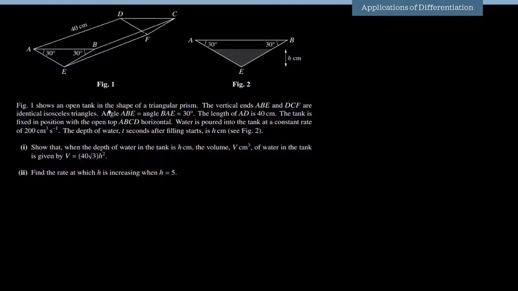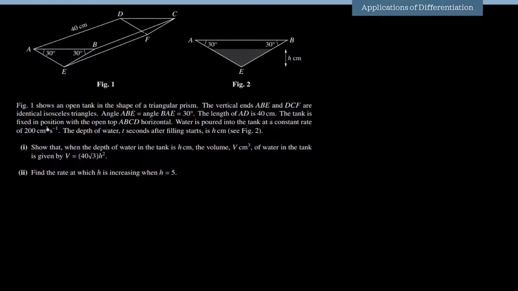Figure 1 shows an open tank in the shape of a triangular prism. The vertical ends ABE and DCF are identical isosceles triangles. Angle ABE is equal to angle BAE, 30 degrees. The length of AD is 40 centimeters.